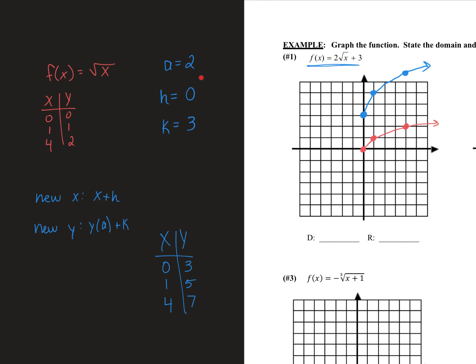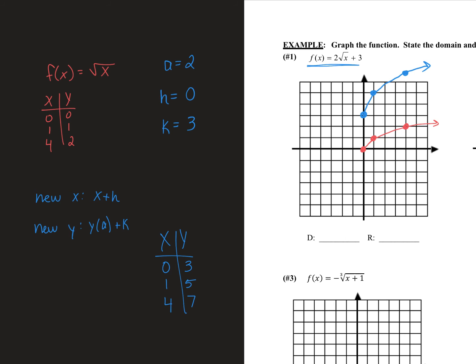Now let's talk about a few things we notice about this graph. A affects the height, so you can kind of see that this is a little bit steeper. It's a little bit taller of a graph. If it's like the side of a hill, it's like a bigger hill. H affects how far to the left or right we move, and we can see that each ordered pair is directly over the other one. So we moved 0 units left or right. H is 0, we didn't move left or right at all. And k is 3, so we took our starting point here and we moved up 3. That's how these values are affecting the graph.